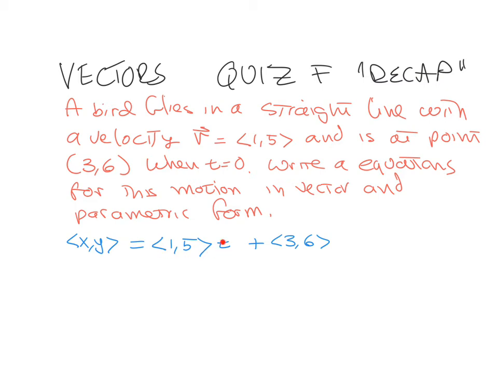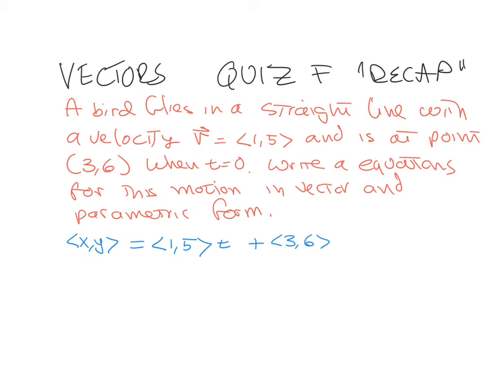So when time is equal to 0, this term goes away and the (x, y) position is just (3, 6). As time goes by, tick, tick, tick, we have an additional (1, 5) added to this for every second that goes by. And so this causes our change in position. Every second that goes by, our x-coordinate changes by 1 and the y-coordinate changes by 5. That's all. Okay, so that's the vector equation.